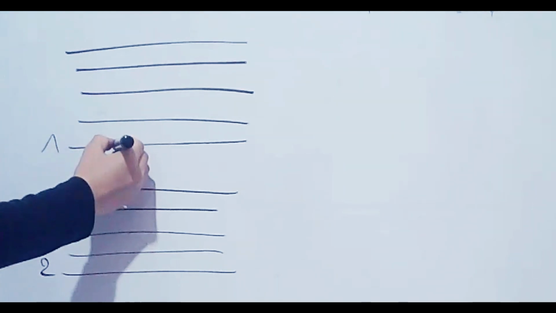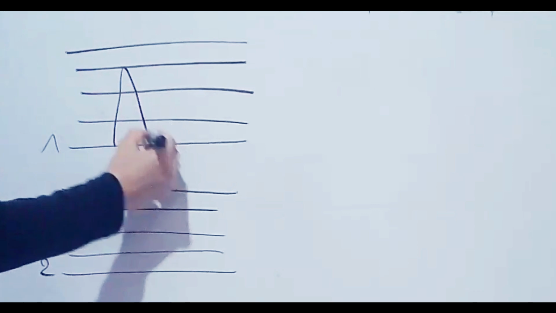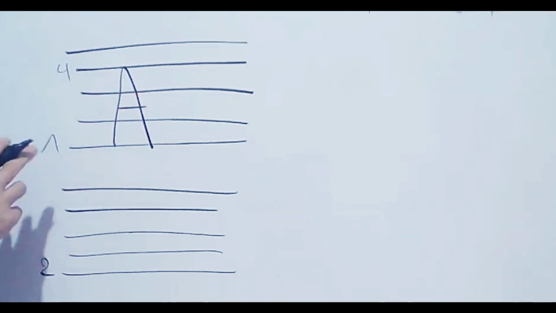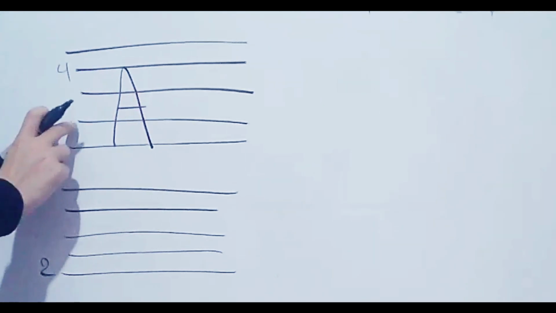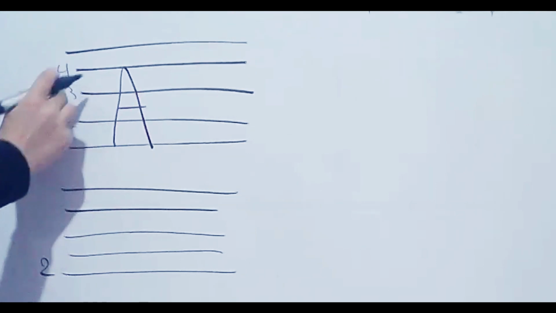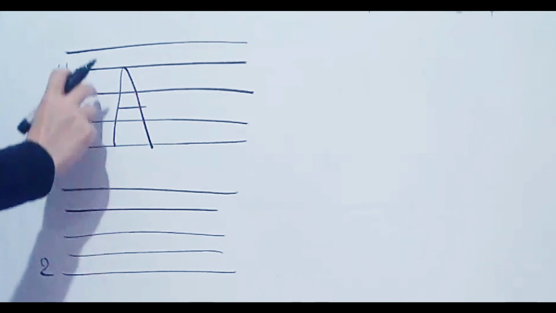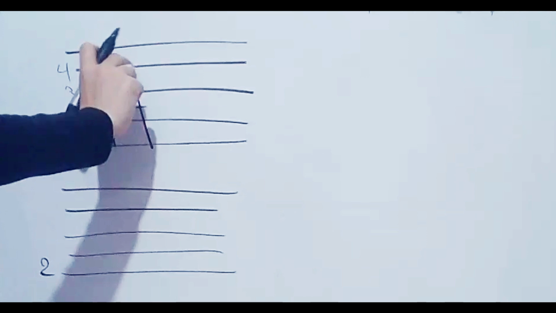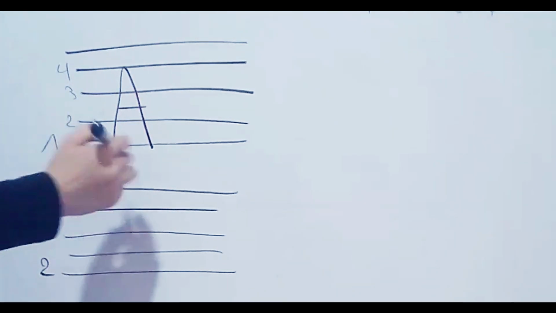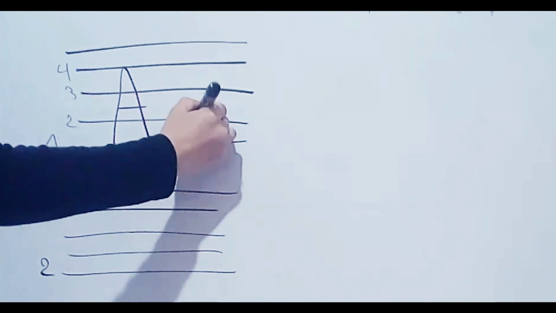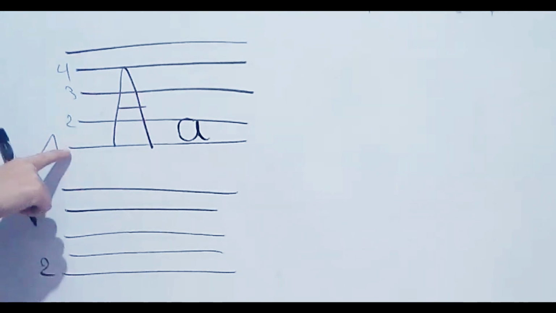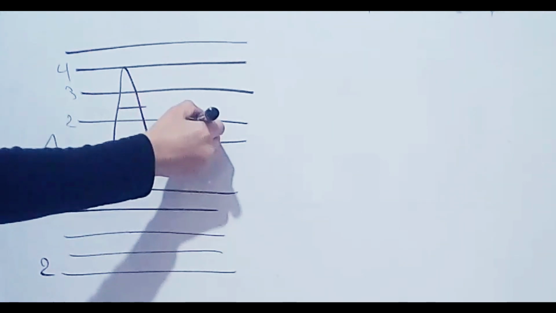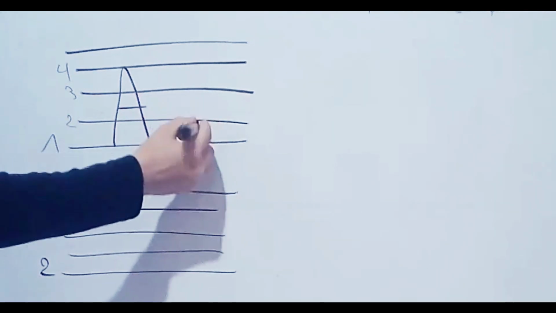We start from the first line to the fourth one. Count with me: 1, 2, 3, and 4. And here, the small letter A, like this. 1, 2. Like this. Okay?